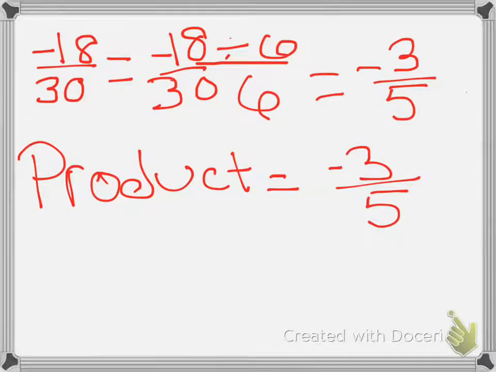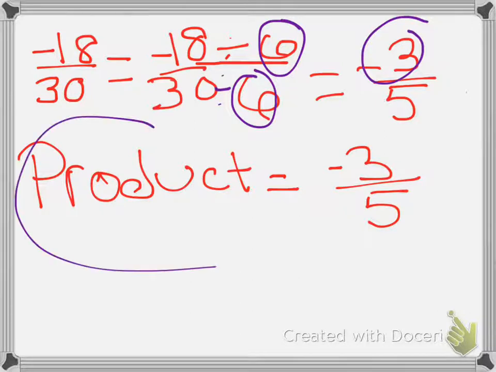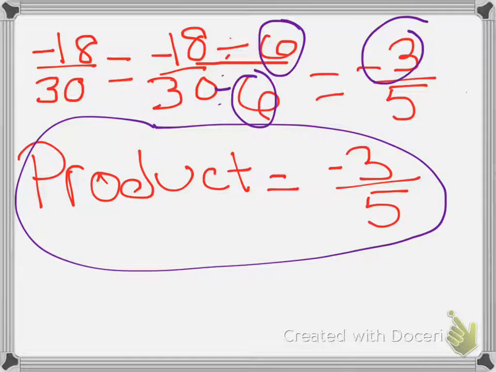Since our GCF is 6, we have to divide both the numerator and the denominator by 6. As you can see, we did that here. We divided it by 6. So when we divide that by 6, our final answer comes out to negative 3, which is the quotient of negative 18 divided by 6, and 5, which is the quotient of 30 divided by 6. So our final answer is negative 3 over 5.